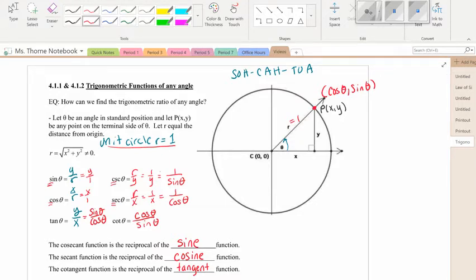And one other thing I want to mention that we'll talk about later, but if we know that the cotangent is cosine over sine, we can also rewrite this as being equal to the reciprocal of tangent, which is 1 over the tangent of theta. So those are also equal to each other. It's an identity that we'll talk about later.